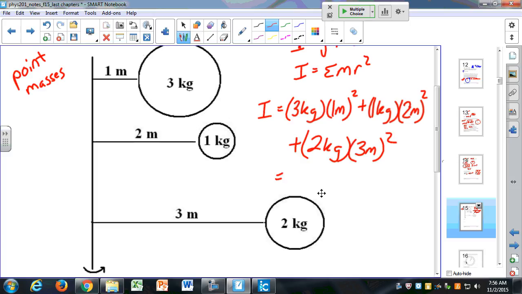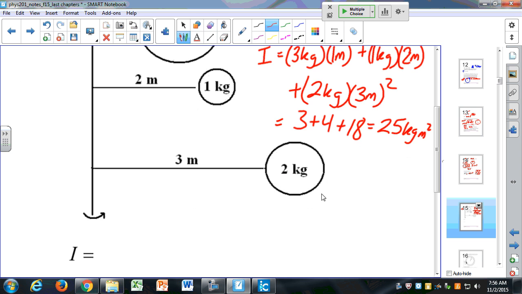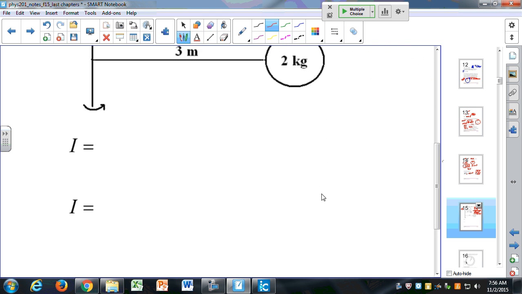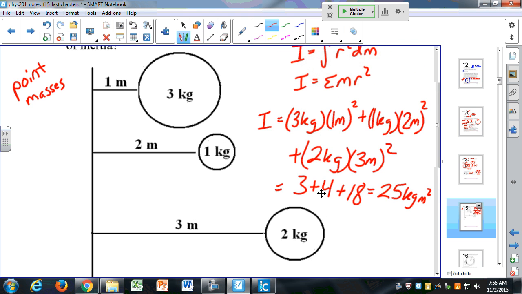So that's, what's that, 3 plus 4 plus 2 times 9 is 18. 7 plus 18, 25. So the moment of inertia for this body is 25 kilogram meters squared. Again, you're really just doing an integral here, except you only have 3 mass elements that you're adding up. You have just the 3 kilogram, the 1 kilogram, and the 2 kilogram, and then you just do that summation.